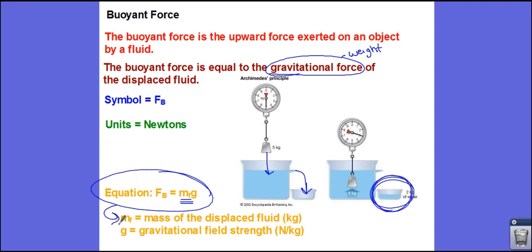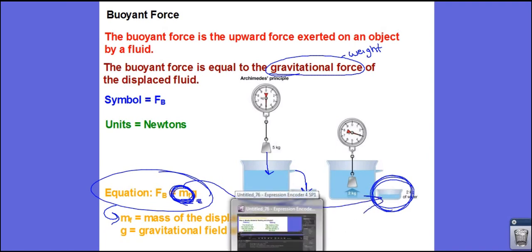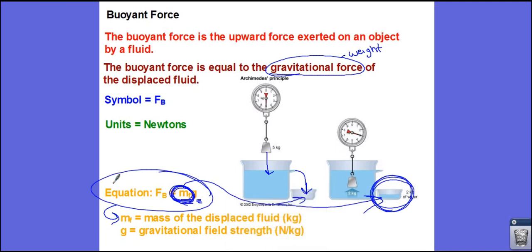It's the mass of this times the gravitational field constant so that we can get the weight of the displaced fluid. But this is where oftentimes people put the wrong mass in. This is not the mass of the object. This is the mass of the displaced fluid. Okay? So a lot of times we don't know the mass of the displaced fluid. Instead, we know things like the density of air.